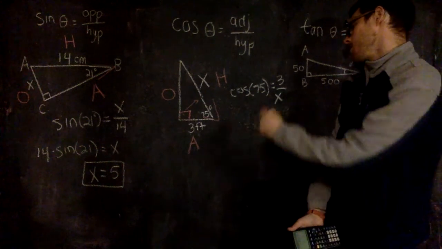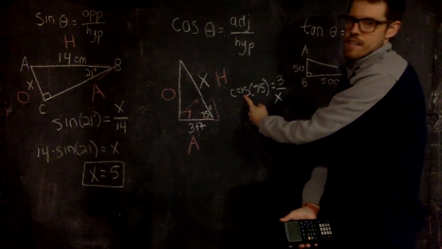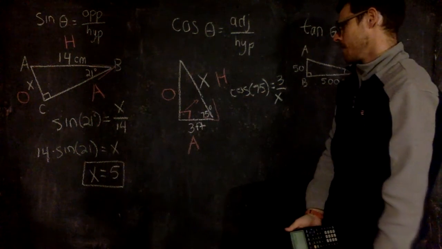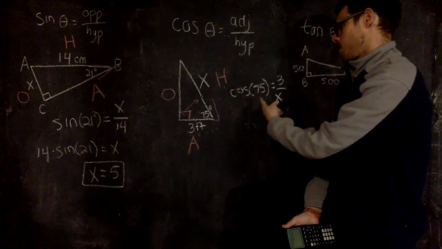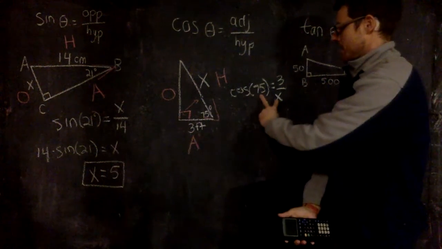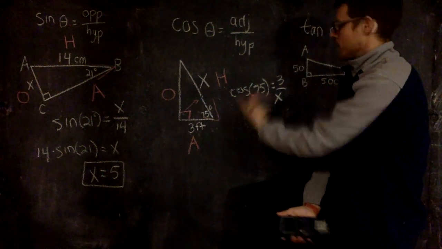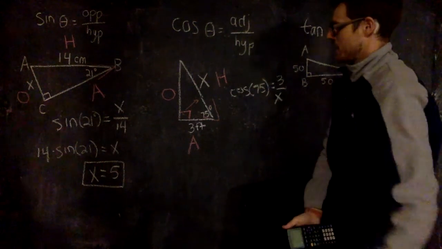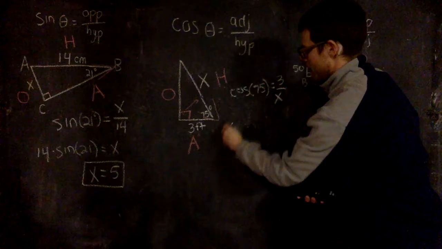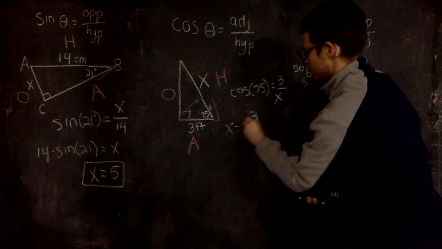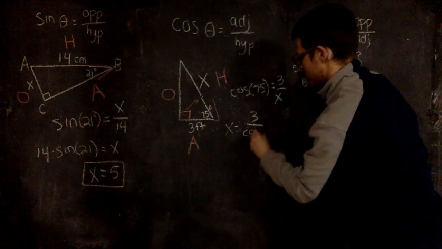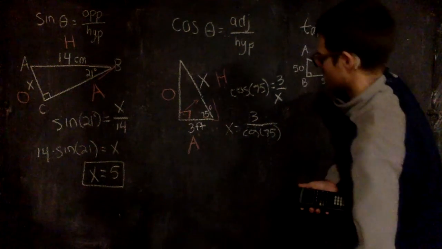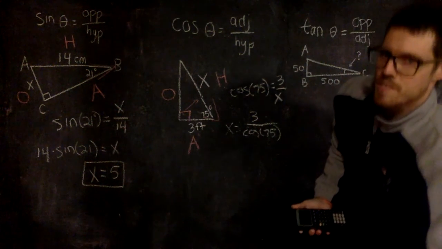So what I'm going to do is multiply both sides by x, and then divide both sides by cosine 75. The trick really, if you just want to know how can I do this easily, you just flip them. But the reason you're flipping them is because you're multiplying by x and dividing by cosine 75. So my answer is going to be 3 divided by cosine 75. Probably easier to just put that into the calculator all as one step.